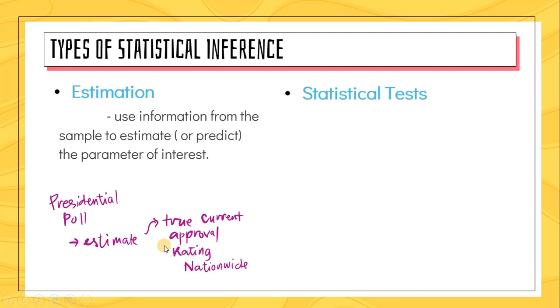So type 1 error, type 2 error. Type 1, the null hypothesis is correct but we rejected it. Type 2 is that the null hypothesis is wrong but we accepted it. This one, type 2 error. So let's have this example.